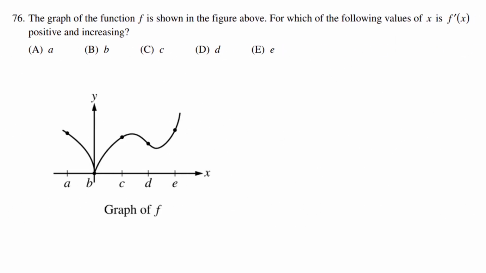Part B starts on number 76. We need f prime to be positive and increasing. First, f has to be increasing, so we have the points C and E. Then it also has to be concave up, meaning the answer is E.